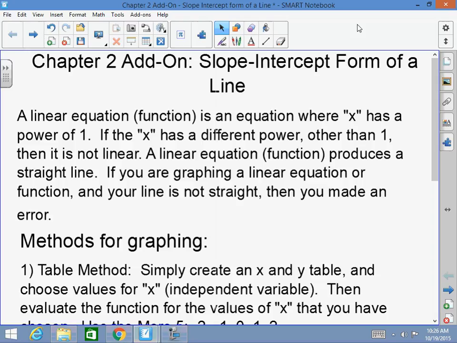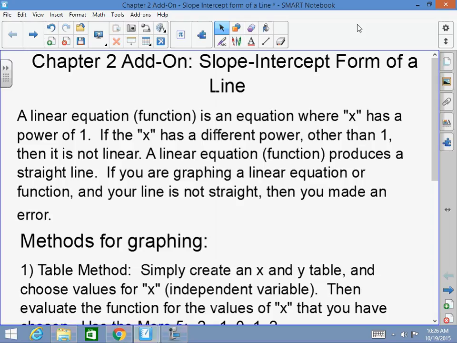Just as a quick refresher, please remember that a linear equation or function is an equation where x has a power of 1. If the x has a different power other than 1, then it is not linear. A linear equation or function produces a straight line. If you're graphing a linear equation, guys, and you don't get a straight line, you made an error.